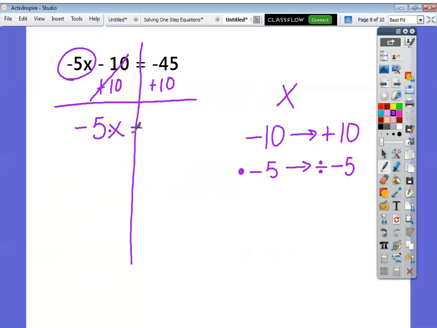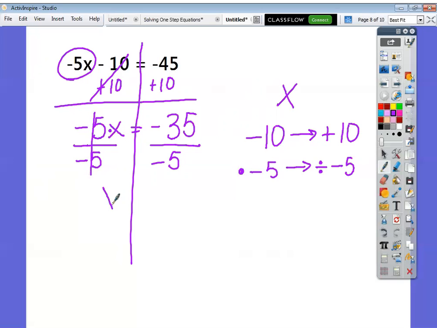Those cancel out, leaving me with -5 times x. Over here, I'm adding 2 different sign numbers, so I would actually subtract them and give it the sign of the larger number. So that's a -35. Now that's multiplying by x, so I know I'm going to divide. The number that I have to cancel out is a -5. I can't tell you guys how many people would only divide by 5 here, but then you'd end up with a negative variable, and you can't have that. That's why I have to divide by a -5, because a negative divided by a negative is a positive.